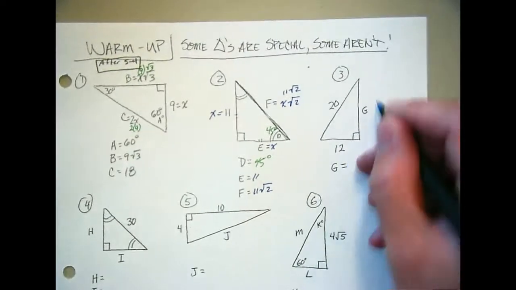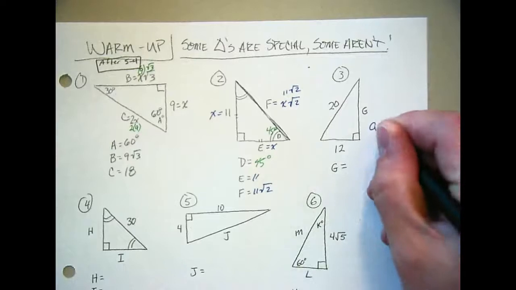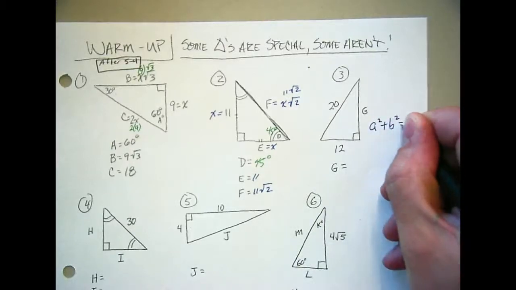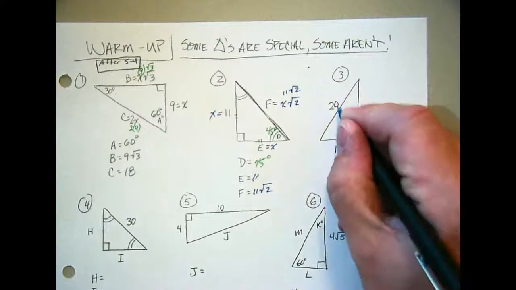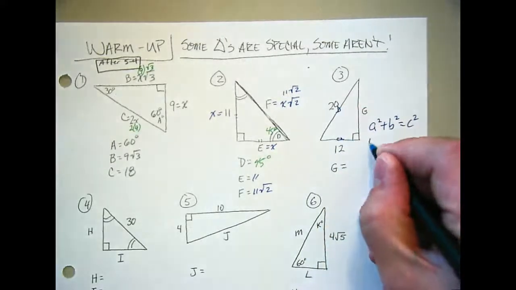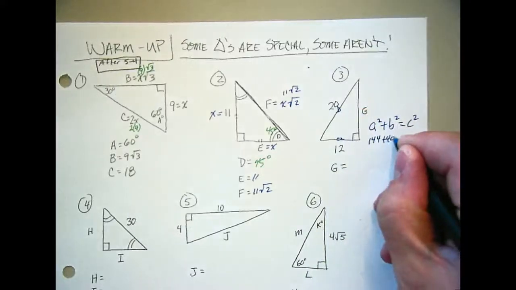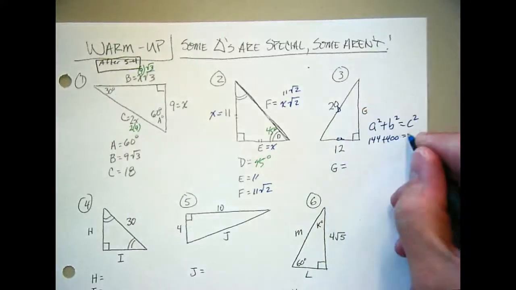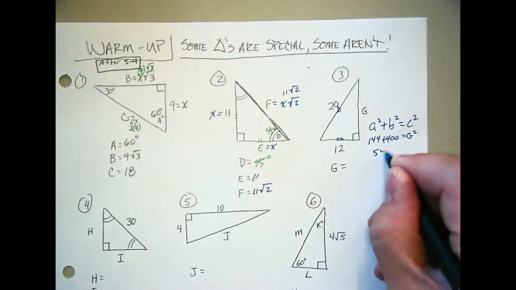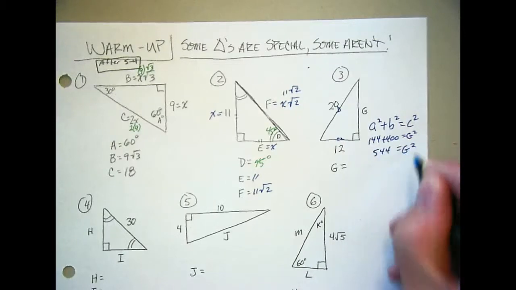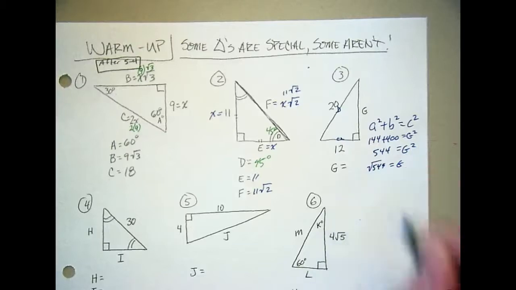So in this one, how do I find G? Hallie? Good. Yeah, use that cool theorem. A squared, if we call that A, plus B squared, so we get 144 plus 400 equals G squared in this case. So 544 equals G squared. So G is root 544.